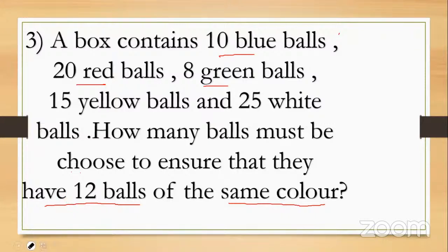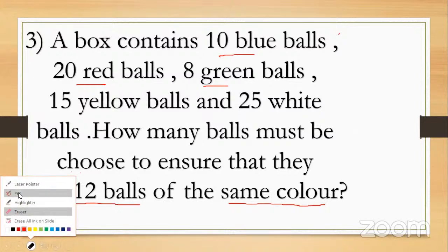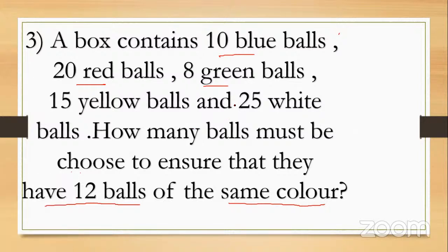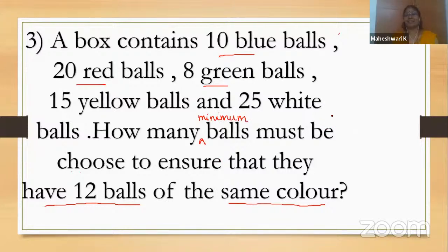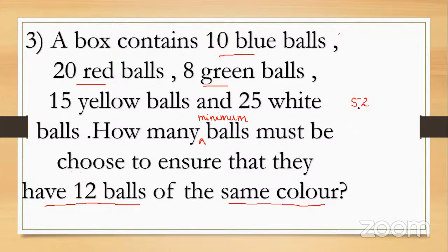And then we pick 8 green balls and 10 blue balls. So this gives 43 and 51. And then we pick one more ball, so that would be from either red, yellow, or white. So at least 12 balls would be of the same color. Okay, so you say 52? 52. Okay.